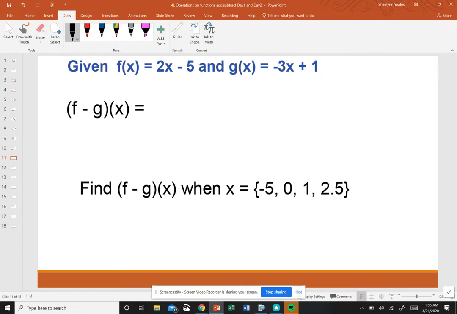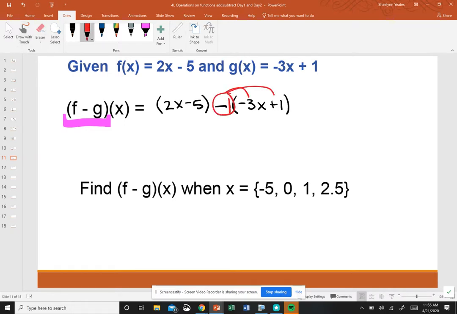All right, so here we go. We have got f of x equals 2x minus 5, and g of x equals -3x plus 1. Notice this time it wants us to do f minus g of x. So I'm going to write the f function first. So 2x minus 5. And then we're going to minus the g function. So -3x plus 1. And hopefully you remember from last time, this means there's an invisible -1 right here that we have to distribute through.